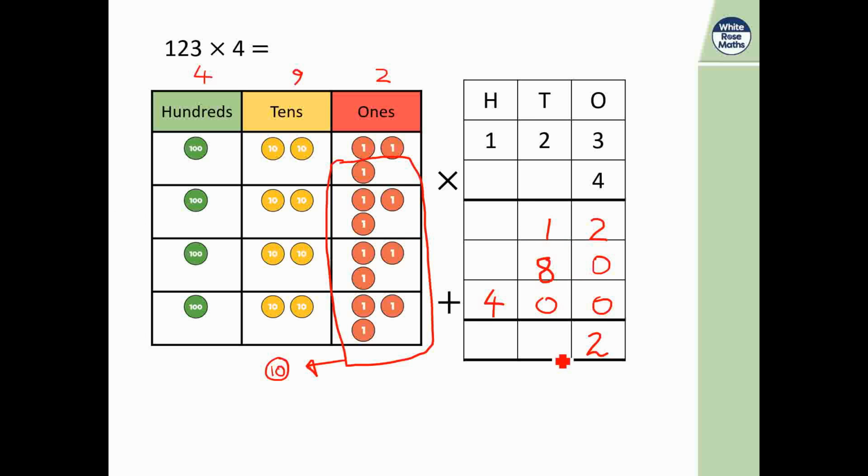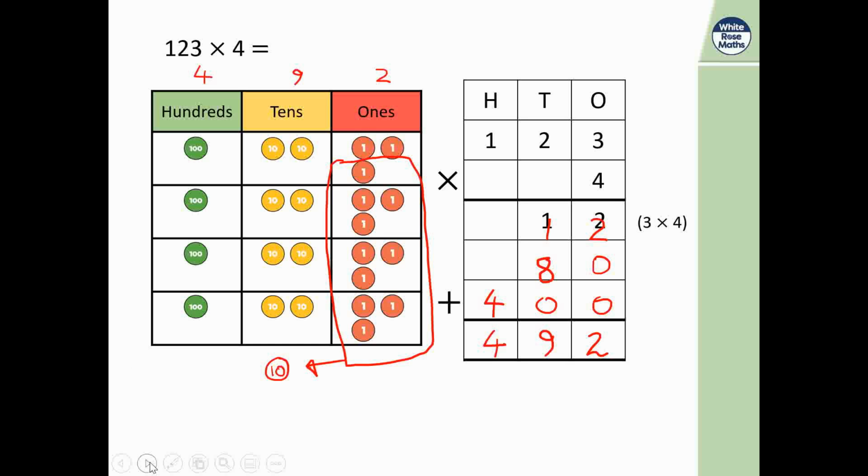1 plus 8 plus 0 is 9. And then we have 4 left. So we got it right, 492. Yeah, we did this last time, only we were only timesing by 2 digits, so we didn't need to do 3 of these rows.